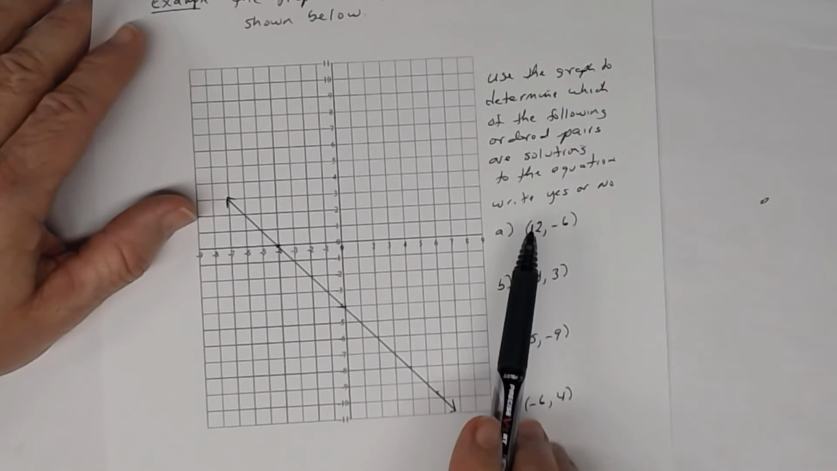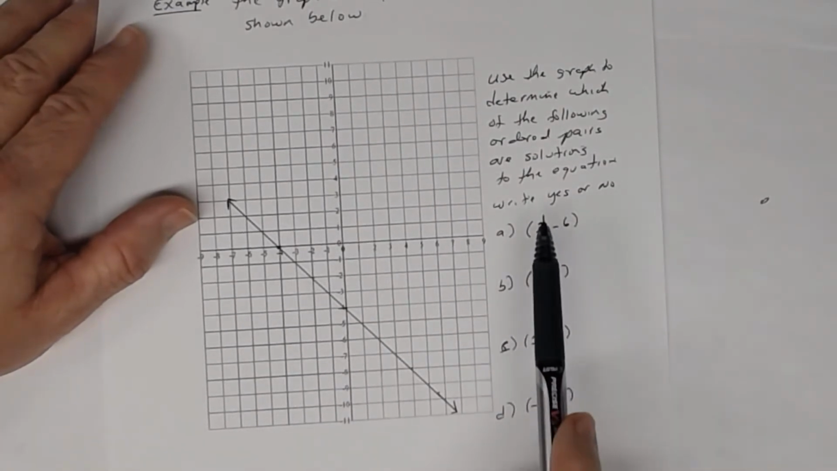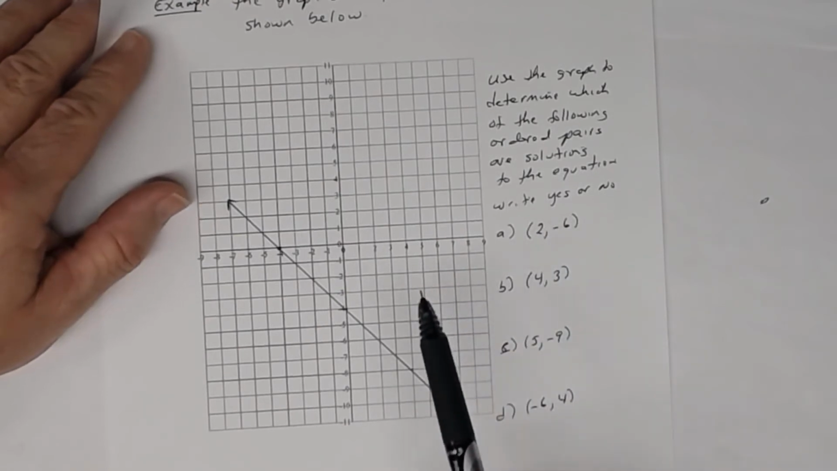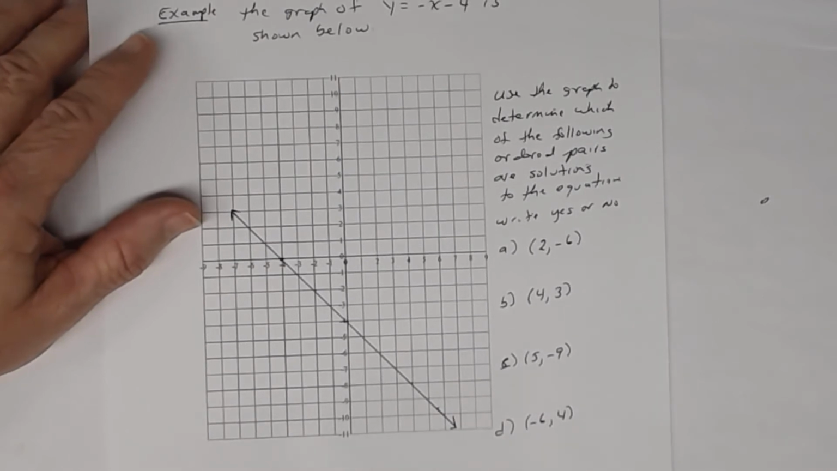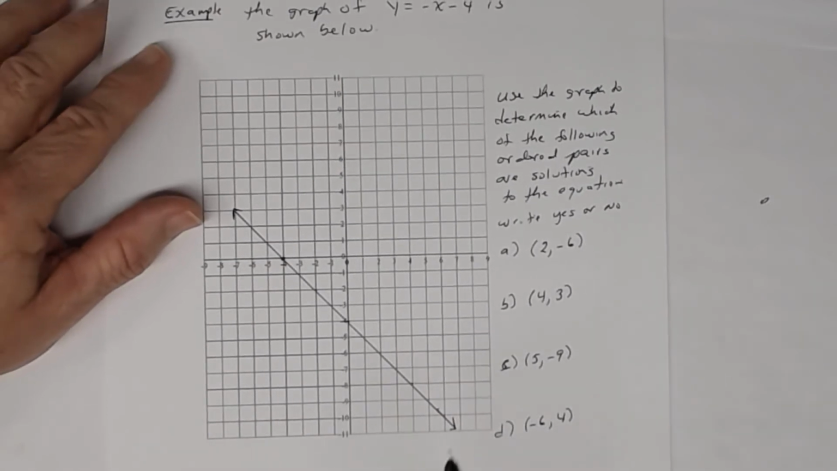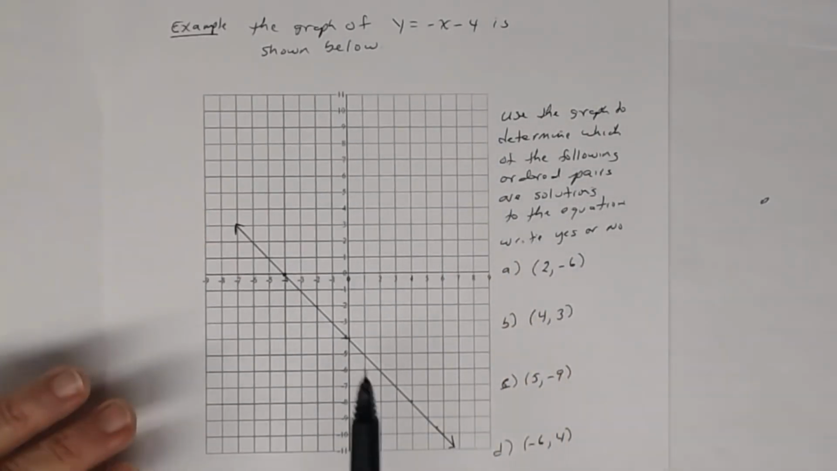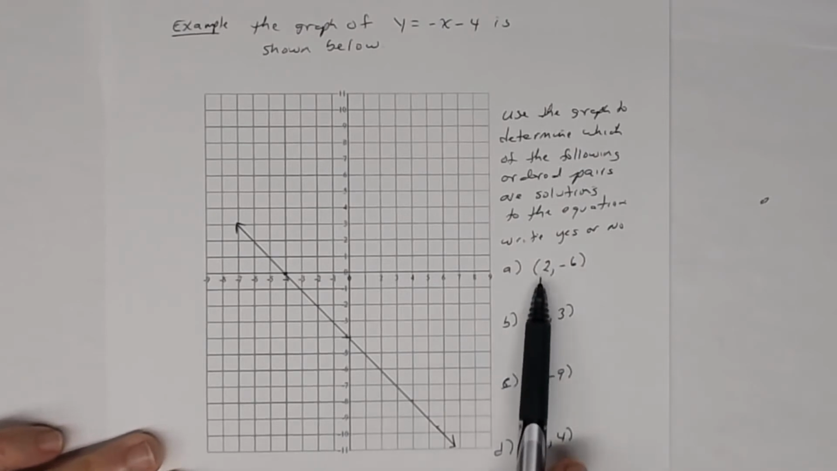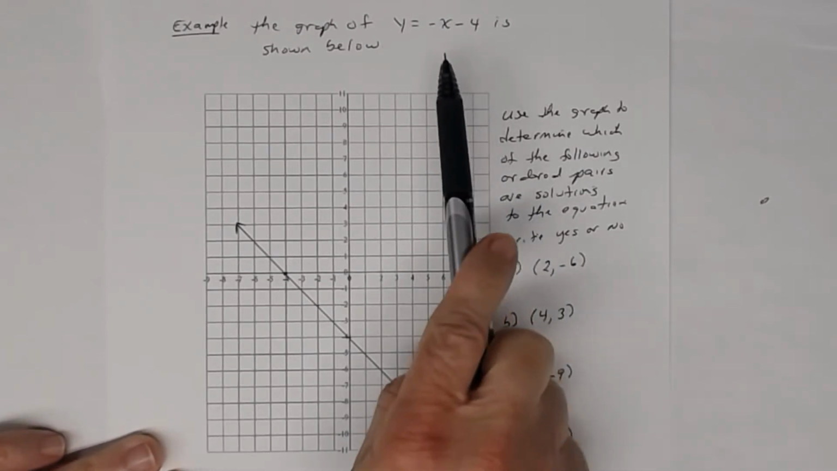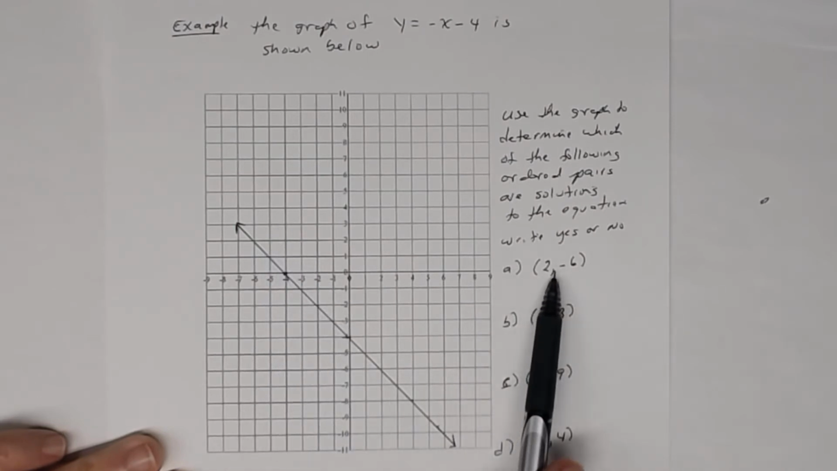The first one, 2, negative 6. How can you easily determine if the ordered pair 2, negative 6 is a solution to this equation given its graph? Based on what we talked about, in order for this ordered pair to be a solution to this equation, it has to lie on its graph. I'm going to repeat it again: it has to lie on its graph.